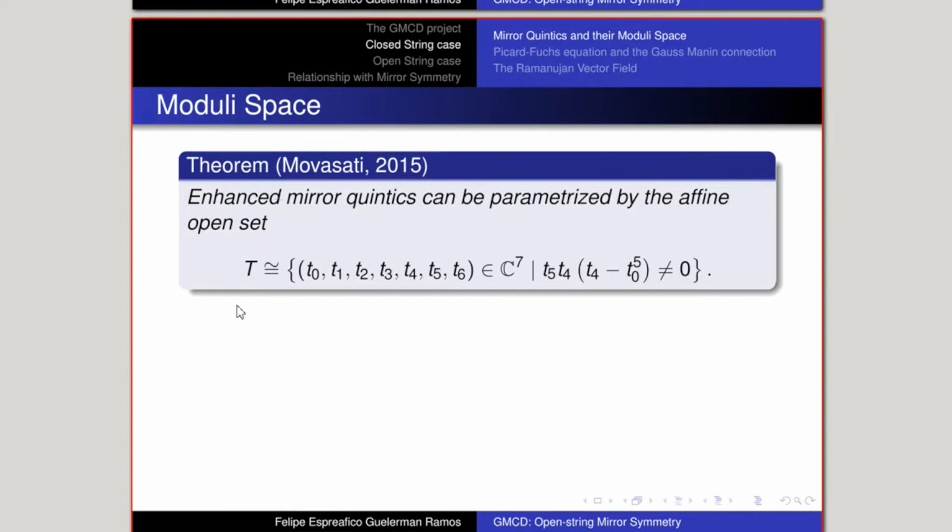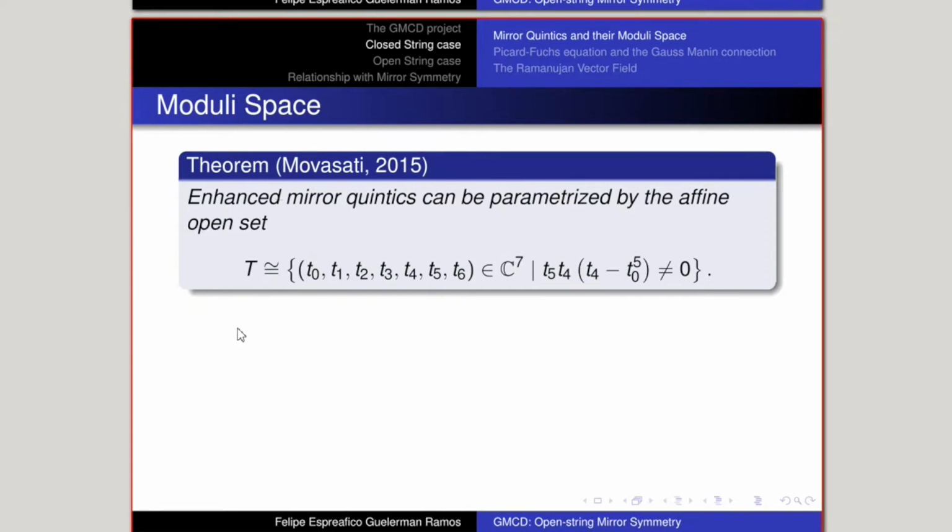Actually here it should be written as an open set in the affine space, okay? But it's actually an affine open set. So why is this dimension 7? I'm not going to explain the proof in detail because it's a bit of a lengthy computation, but I'll try to explain why we have dimension 7 here.